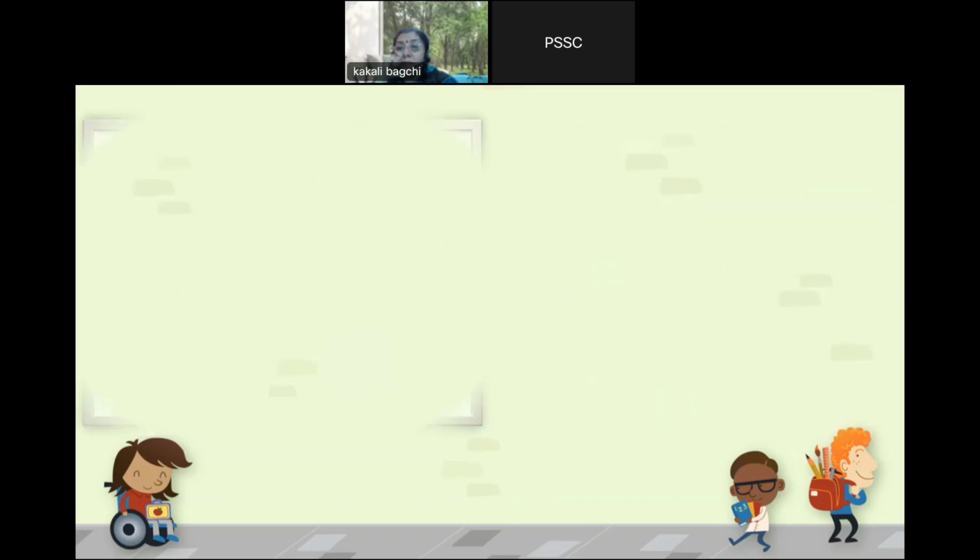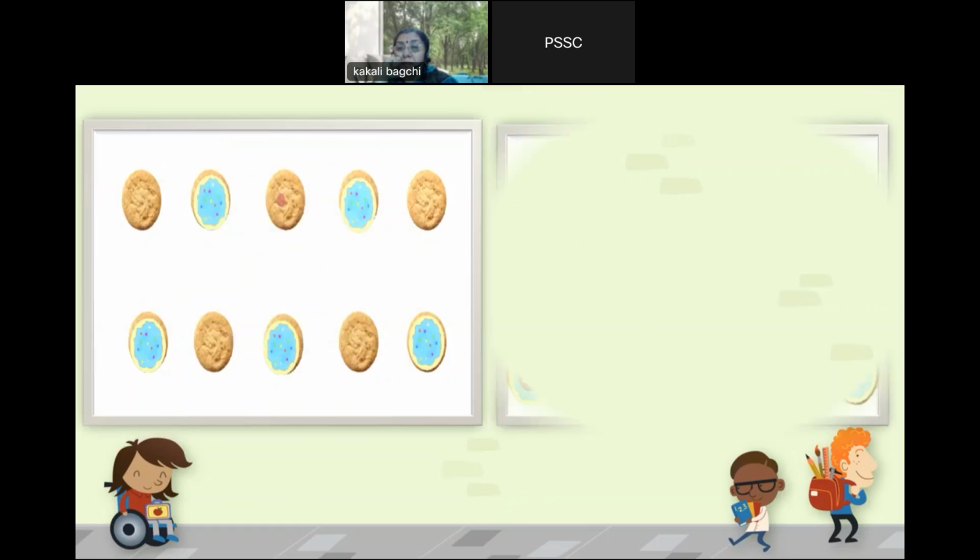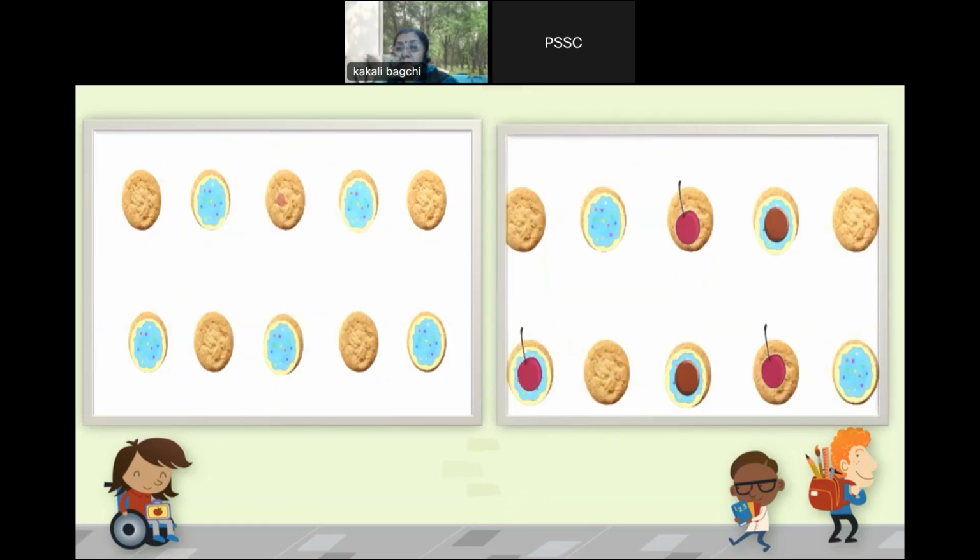Let me share the answer. So icing on every second biscuit, cherry on every third biscuit. Which biscuit has got cherry and icing both? Sixth one, LCM of 2 and 3. Which biscuits do not have any decoration except one? Fifth and seventh, prime numbers.